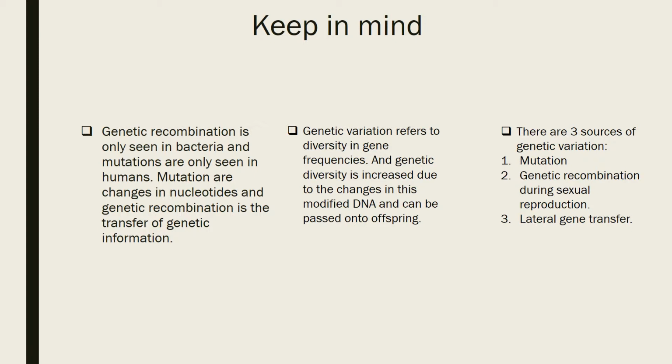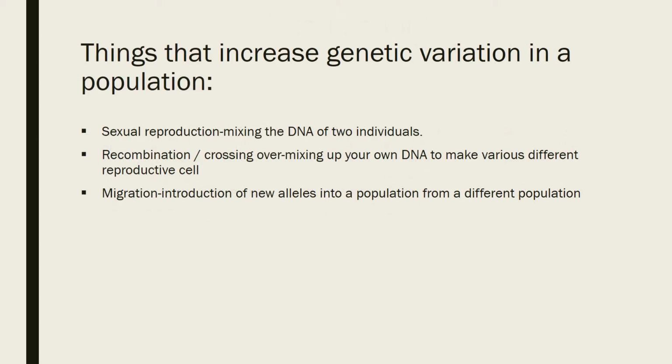Now we will go on to another note that will help us answer our question, and then we will finally have the answer to our question. Here I will explain to you things that increase genetic variation in their population. There are three. Sexual reproduction, which is mixing the DNA of two individuals. Recombination or crossing over, which is mixing up your own DNA to make various different reproductive cells. And last but not least, migration, which is introduction of new alleles in a population from a different population.